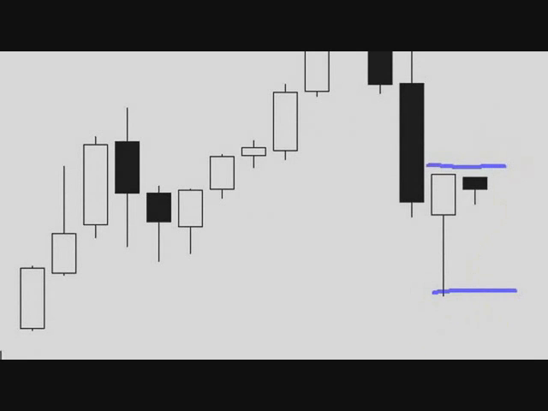So now it's just a matter of waiting. This current price may retrace, it may do whatever, but I won't be entered until price breaks through the top.